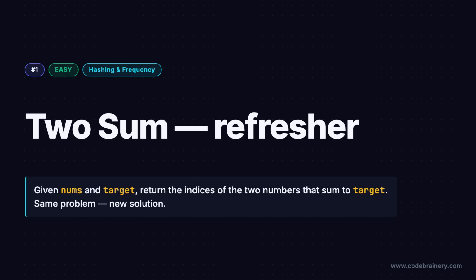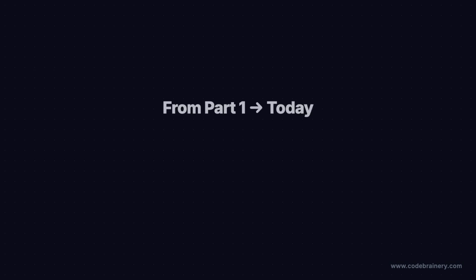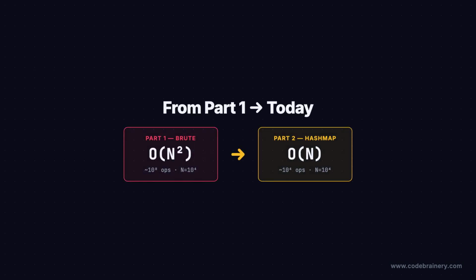Quick refresher on the problem. Given an array of integers and a target, return the 2 indices that sum to target. Same problem as part 1, different solution. In part 1, we used nested loops. For each i, we tried every j greater than i, n squared comparisons. At the maximum input size, that is 100 million operations. Today, we cut it to 10,000.